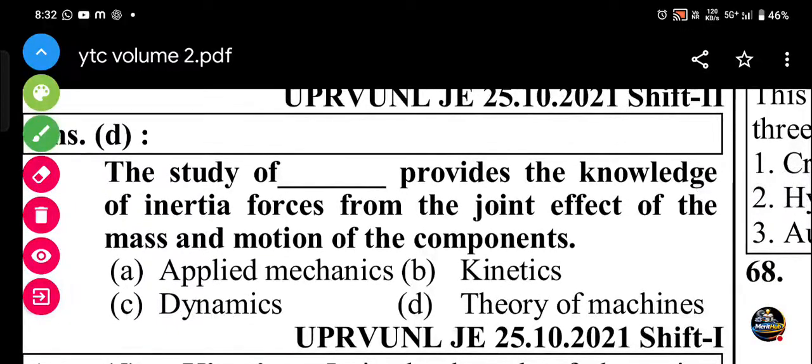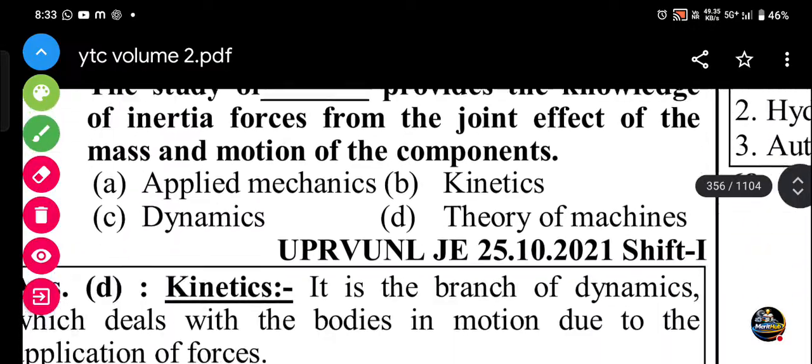Next question. The study of dash provides the knowledge of the inertia force from the joint effect of the mass and motion of the components. Applied mechanics, kinetics, dynamics, theory of machines. The study of theory of machines provides the knowledge of the inertia force from the joint effects of mass and motion.